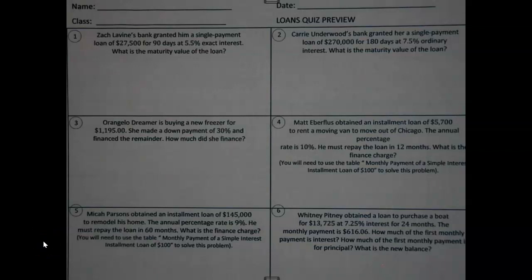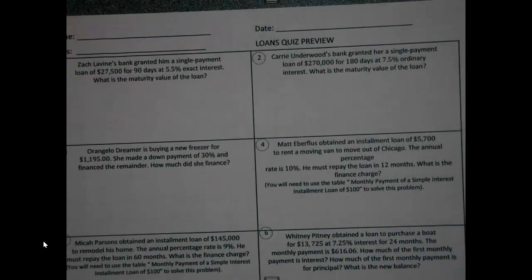100% of this preview are problems that have been worked out step by step directly in your packets. And we will prove that as we go along here. So, right at the very top, shock of shockers, 8 questions in the preview, 8 questions coming tomorrow.